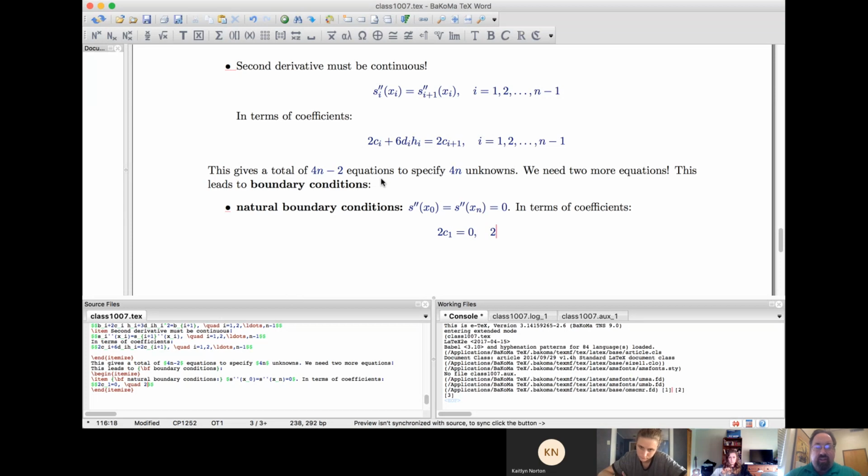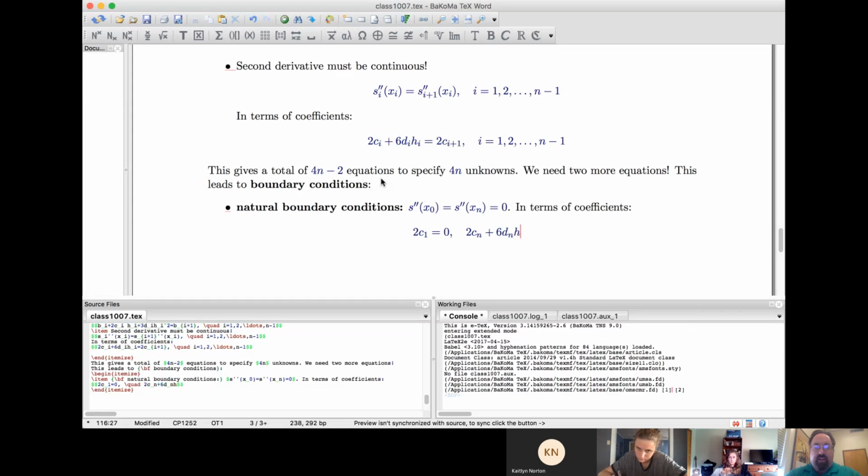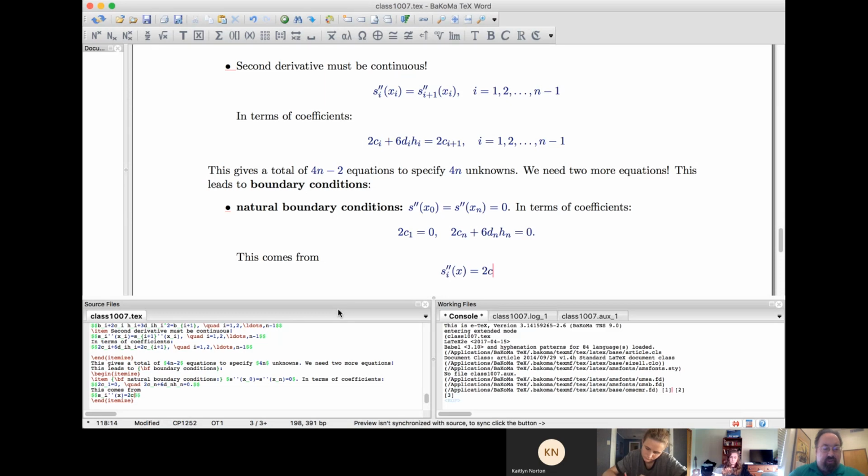So 2cn plus 6dnhn must also be equal to 0. And this comes from a general formula for the second derivative. So that'd be 2ci times (x minus x_{i-1}) plus 6di. Okay, that's the second derivative.